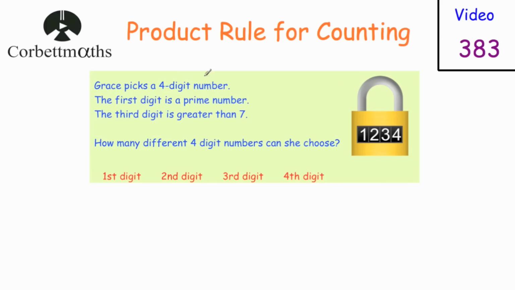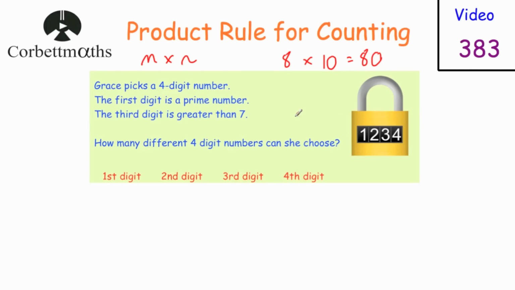Okay, let's have a look at our next topic. Our next topic is the product rule for counting, and that's video 383 in Corbettmaths. The product rule for counting is a really useful technique to work out how many possible ways there are of doing things. For instance, if there's n ways of doing a first task, and n ways of doing a second task, if we multiply those two together, we find out the total possible number of ways of doing those two tasks. If we went into a restaurant and there were 8 different starters and 10 different main courses, and we wanted to find out how many possible ways there are of choosing one starter and one main course, we do 8 times 10, and that gives us 80.